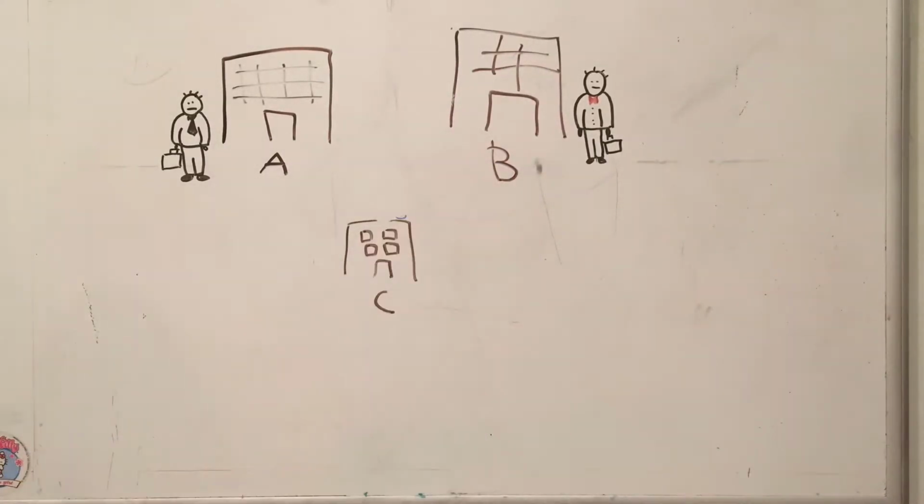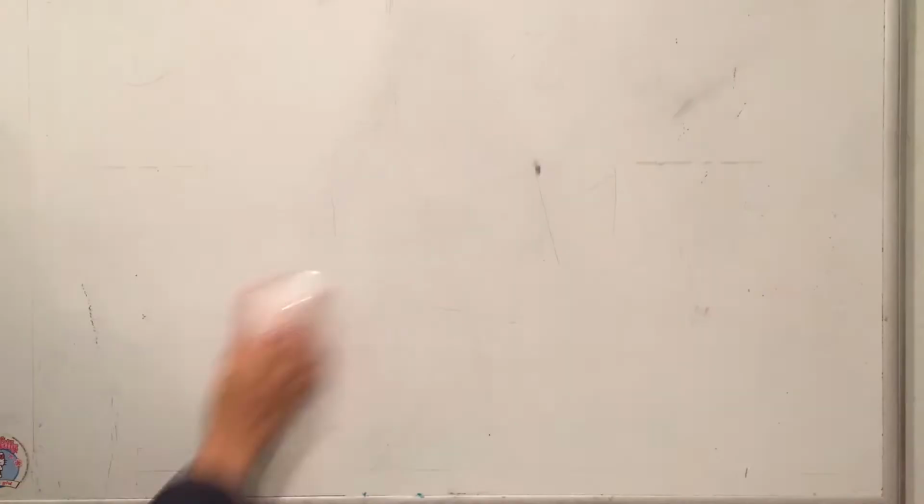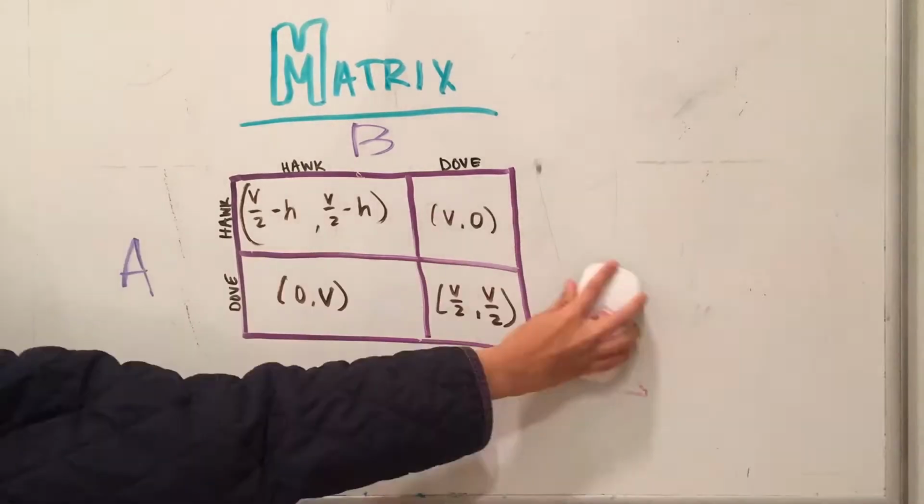Company A and B are two big companies. They both want to buy Company C, who is a tinier company. This matrix diagram represents the hawk-dove situation.